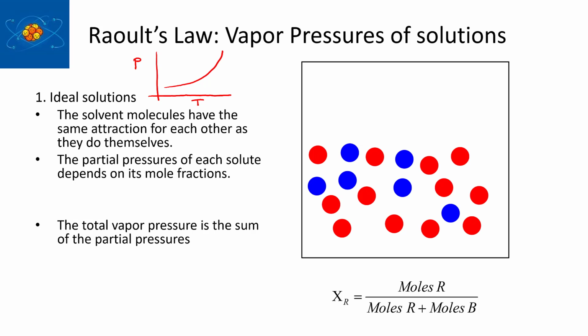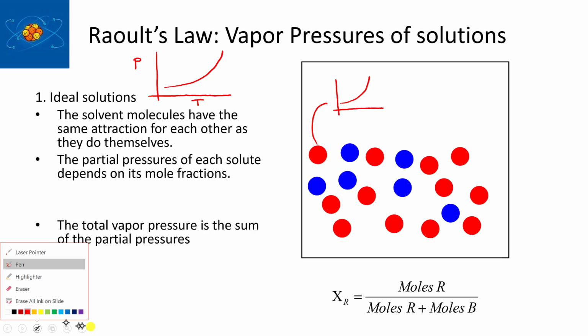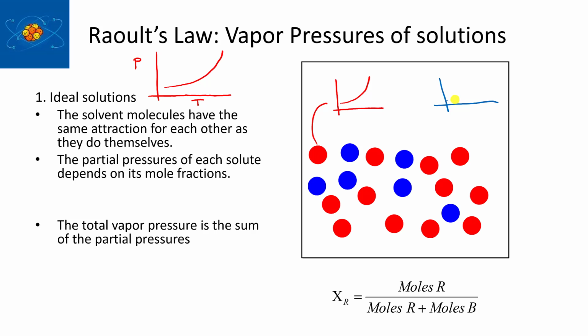But what happens when you have a mixture? Raoult said pretty simply, let's say you have the red molecules, like this. Each of them has its own vapor pressure curve, like that. And then the blue molecules will have a vapor pressure curve. Let's say it looks like this. It has a higher boiling point, so the vapor pressure is low for a long time, then rises. So that belongs to the blue ones.